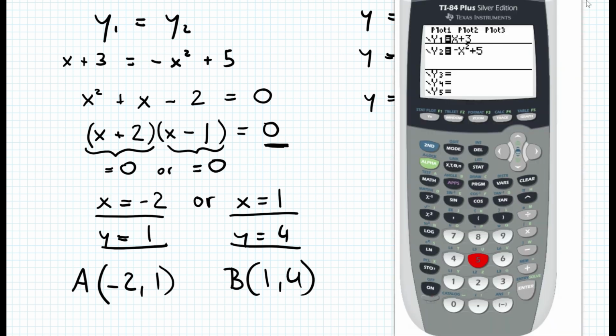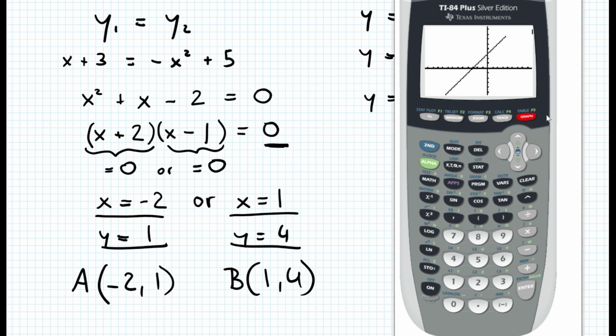First we input the equations as x plus 3, and then for y2, we put minus x squared plus 5. All we need to do is just hit graph here. So here's the line and here's the parabola. We want to find these points of intersection here. So what we can do first of all is zoom in and see where the points of intersection are a little bit more clear. Let's zoom in at this point.